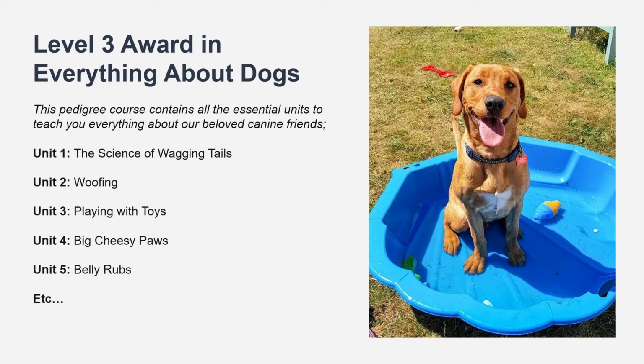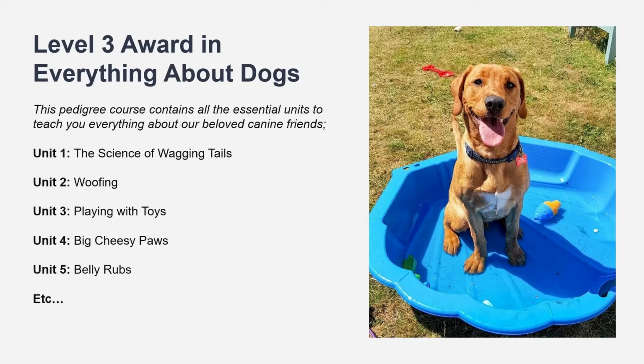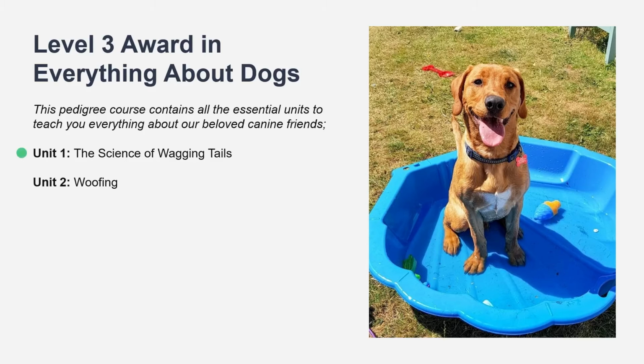Unit 2 is Woofing. Unit 3 is Playing with Toys. Unit 4 is Big Cheesy Paws. Unit 5 is Belly Rubs, etc, etc. I could go on and on and on about my favourite furry friend. But because I know dogs, I do know that wagging of tails and woofing often go hand in hand. When I come home from work in the evening, I'll be greeted at the door by my best friend who will be woofing and wagging his tail.